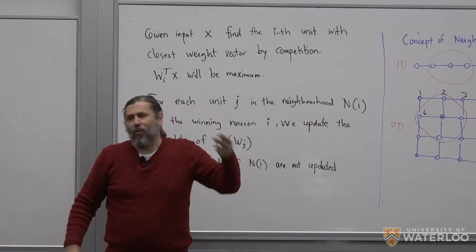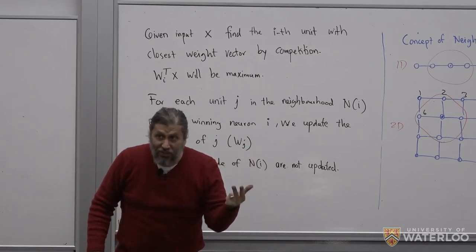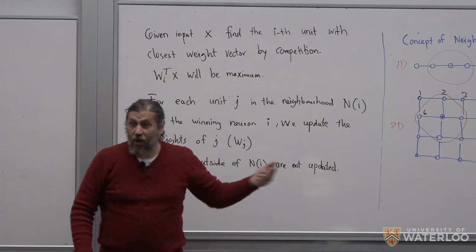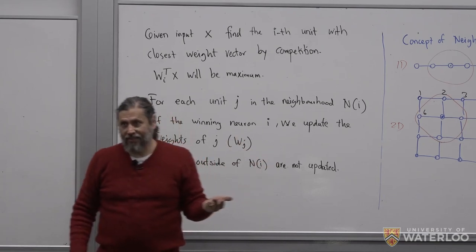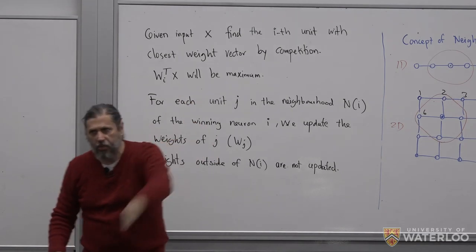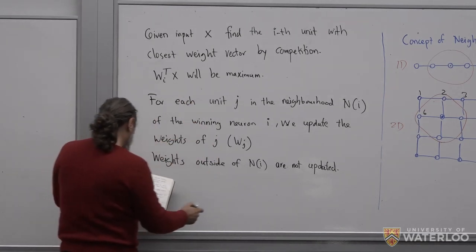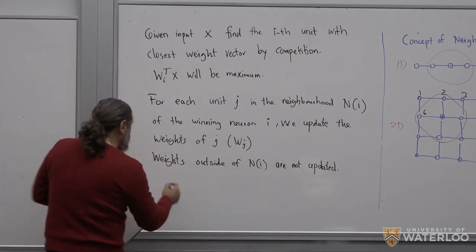Why is that important? Because k-means was hard clustering. SOM is soft clustering. So you have a transition from being something to not being something. So, okay.